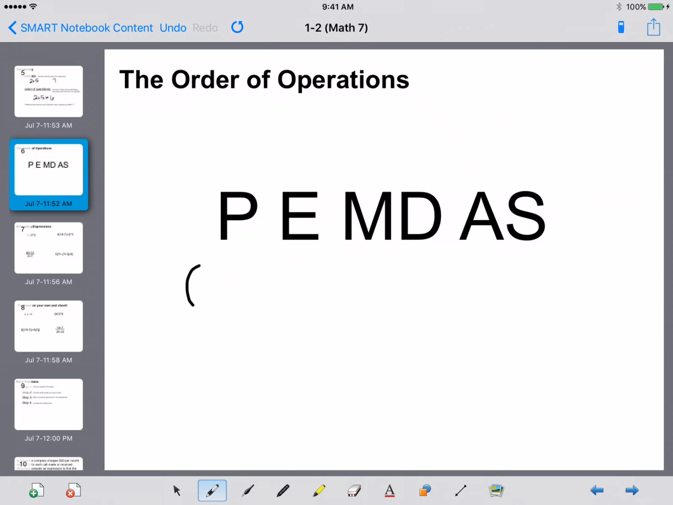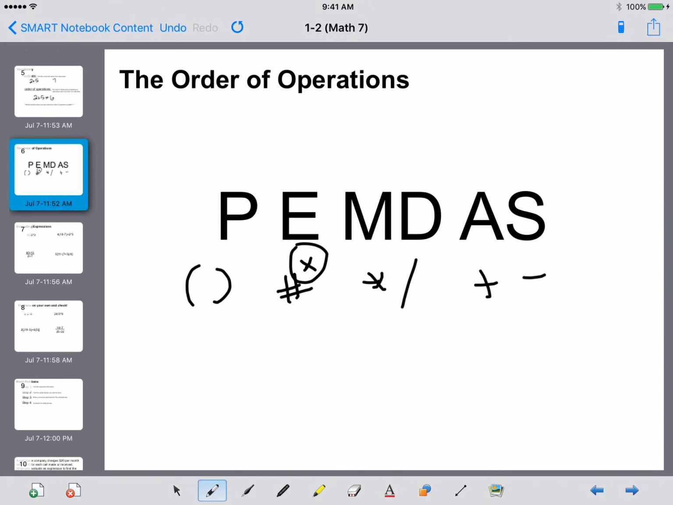You do your parentheses first, so anything inside of a parenthesis. Then you do your exponent, so any number that's up here. Then you do your multiplication and division, which are at the same level. And then addition and subtraction, which are both at the same level as well. So you've got first, second, third, fourth. But when you're doing your order of operations, you don't go from left to right. You do the order of your operations.